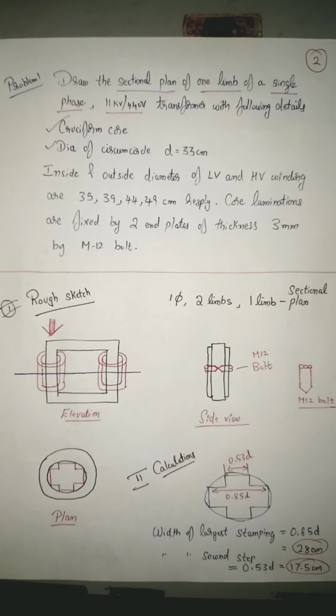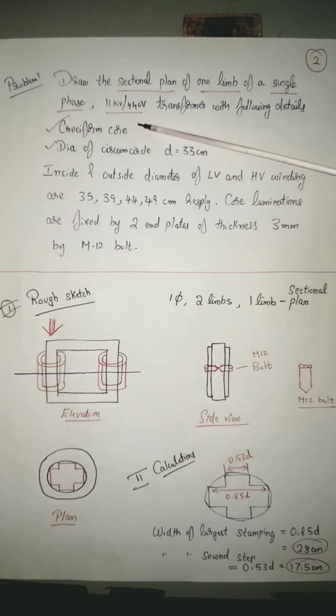So now let us try to understand this line by line. What is expected in the problem is you are supposed to draw the sectional plan. See, in the previous slides I have told you what is sectional plan. Sectional plan means if you slice it, whatever you are able to see, that is what you are supposed to represent for a transformer. And he is asking you to do it for one limb. And remember, he is asking you for the sectional plan, that is, the top view has to be drawn for one limb of a single phase 11 kV by 440 volts transformer. 11 kV by 440 means he is talking about a distribution transformer.